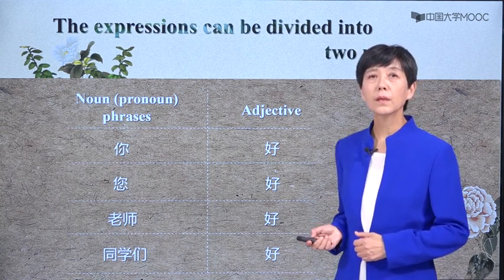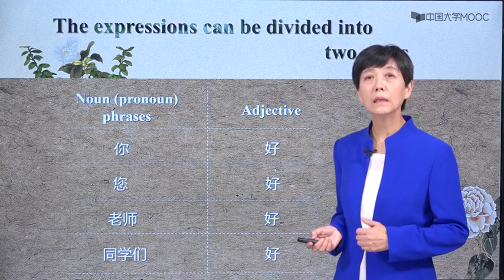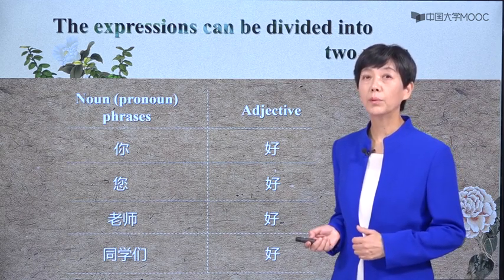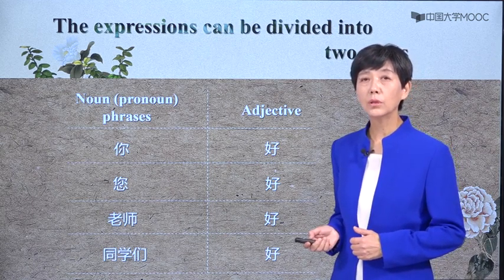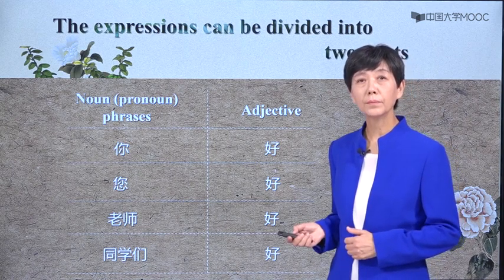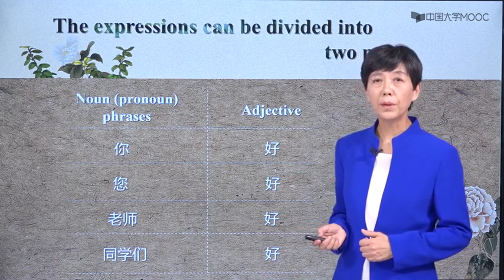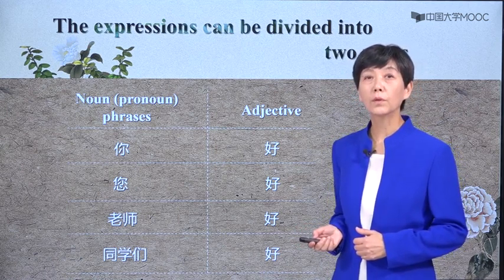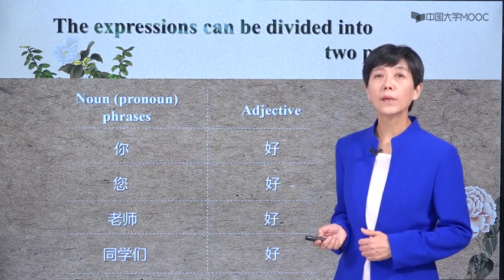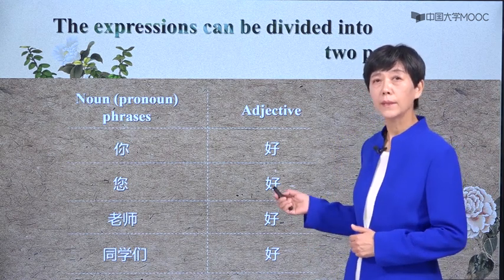In this case, you may have realized that 你 and 您 are pronouns, and 老师, 同学 are nouns on the left side. Here, 同学们 is the plural form of 同学. 好 is an adjective on the right side.